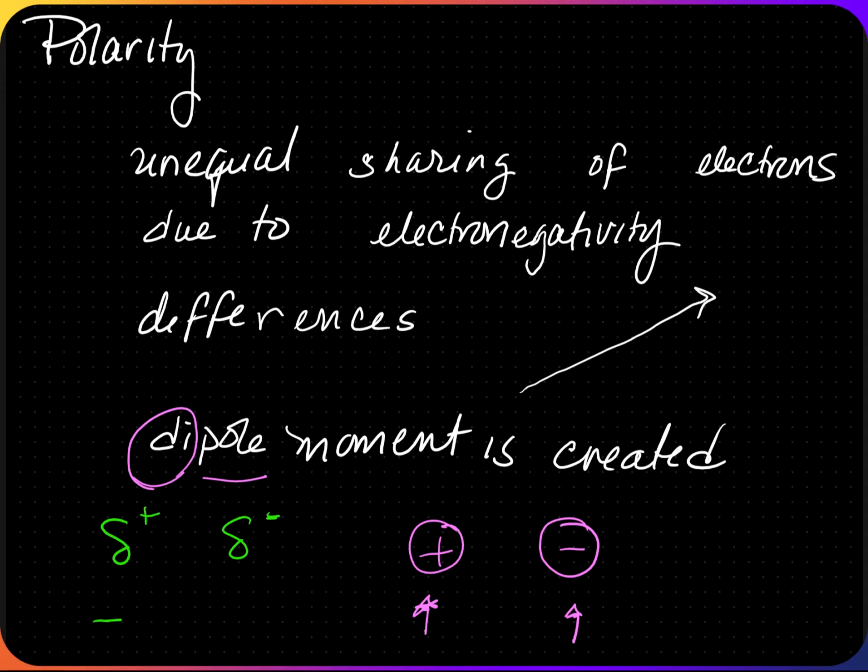Or you could use an arrow. The tip of the arrow goes to the more electronegative. The tail of the arrow with a plus goes to the least electronegative. Another way to state it is the one with the delta negative will have more electrons, or a higher density of electrons around it. The least electronegative element will have fewer electrons, or a lower density of electrons.